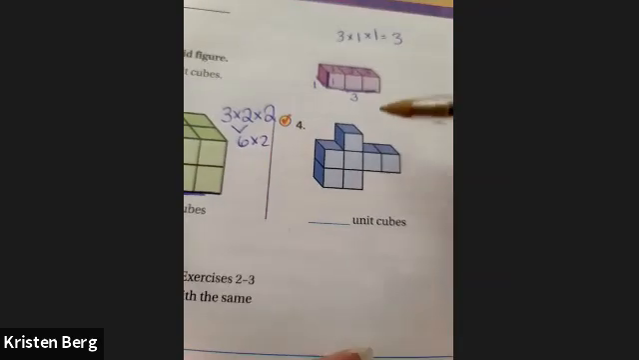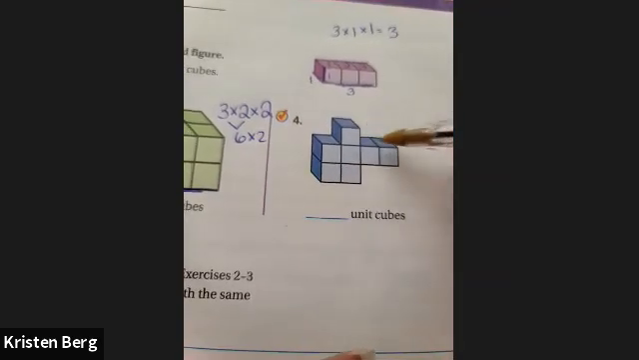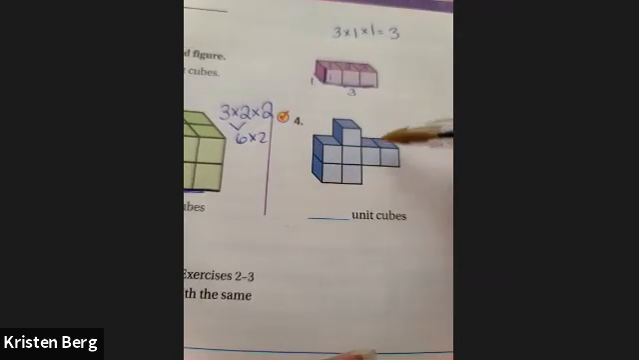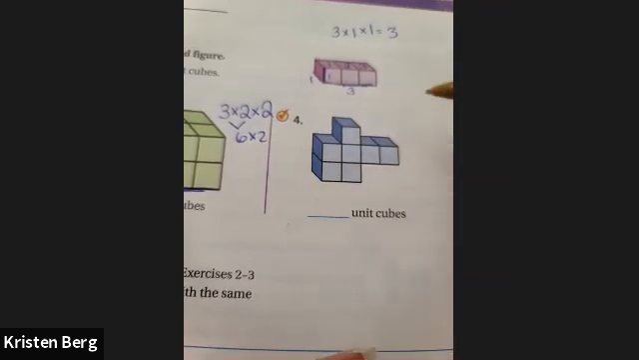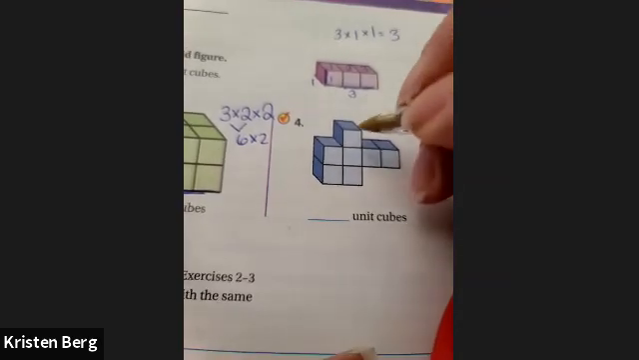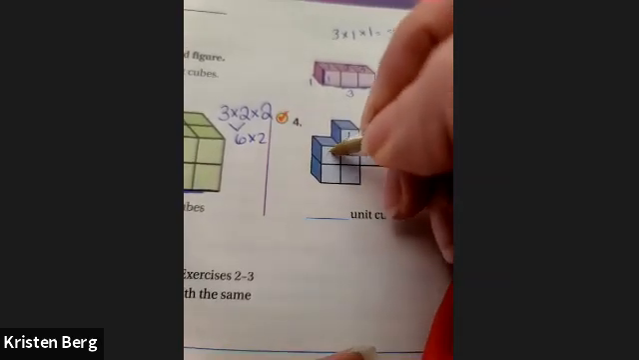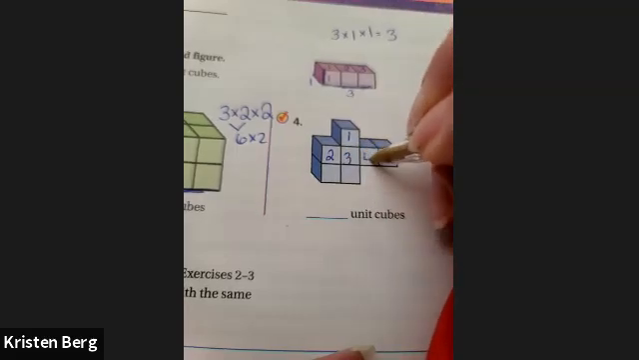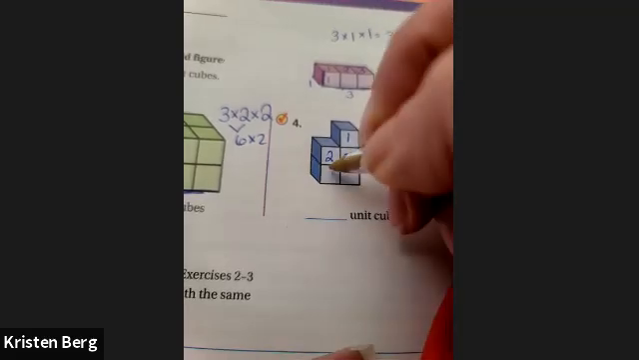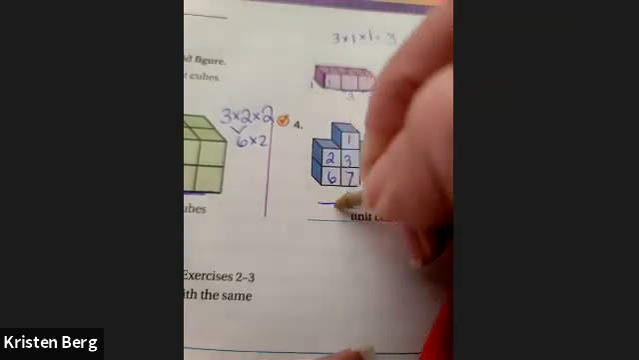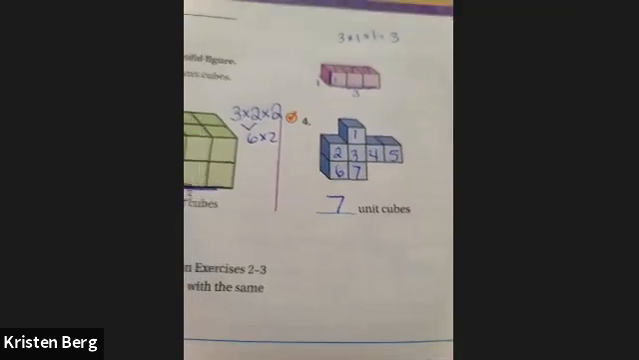And then this one, since this one does have gaps in it and it does not look like a box, this is one that you have to count the cubes in. So this is 1, 2, 3, 4, 5, 6, 7. So this one would have been 7 unit cubes.